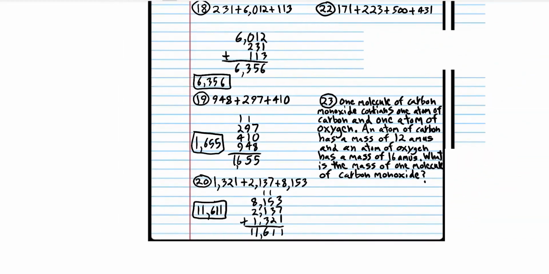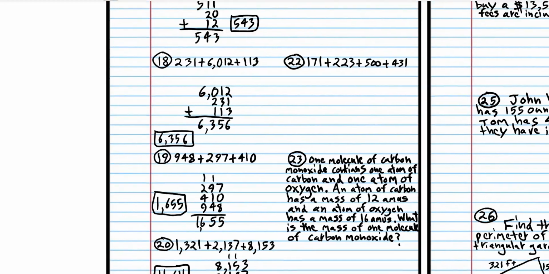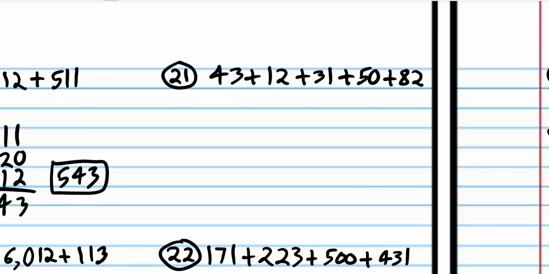So if you got the right answer, that's good. If you didn't, no problem. Now we'll go on to the next one. So now we're adding 1, 2, 3, 4, 5 numbers. 5 numbers. But it's just the same algorithm. Line them all up and add them together. So pause the video, try it, and when you're done, we'll do it together.